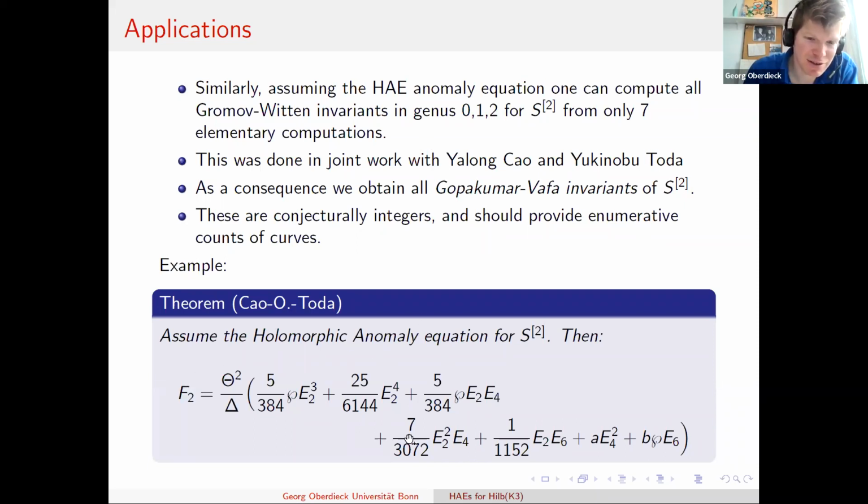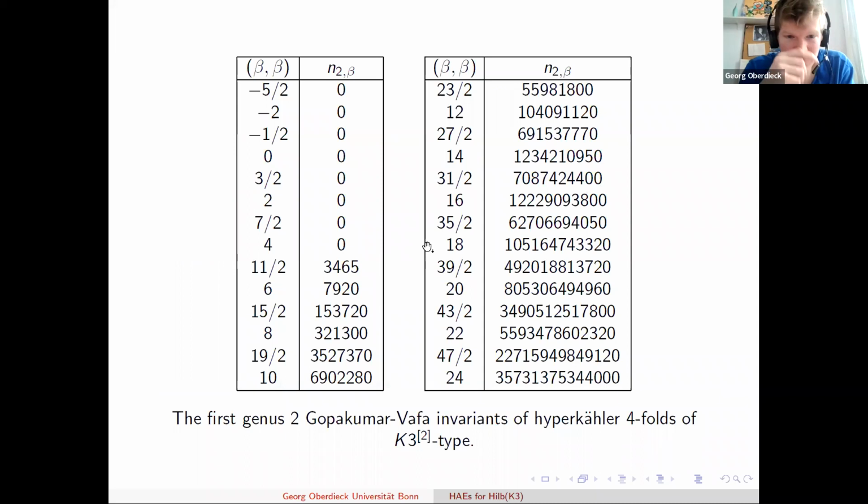So you just get a single series here, which is computed assuming this holomorphic anomaly equation. And then from this, you can compute the Gopakumar-Vafa invariants and produce, for example, the list of genus 2 Gopakumar-Vafa invariants of hyperkähler fourfolds of this K3^[2]-type. And so this should be the expected number of genus 2 curves in this geometry. And yeah, I can say a few words about this if somebody asks later on.